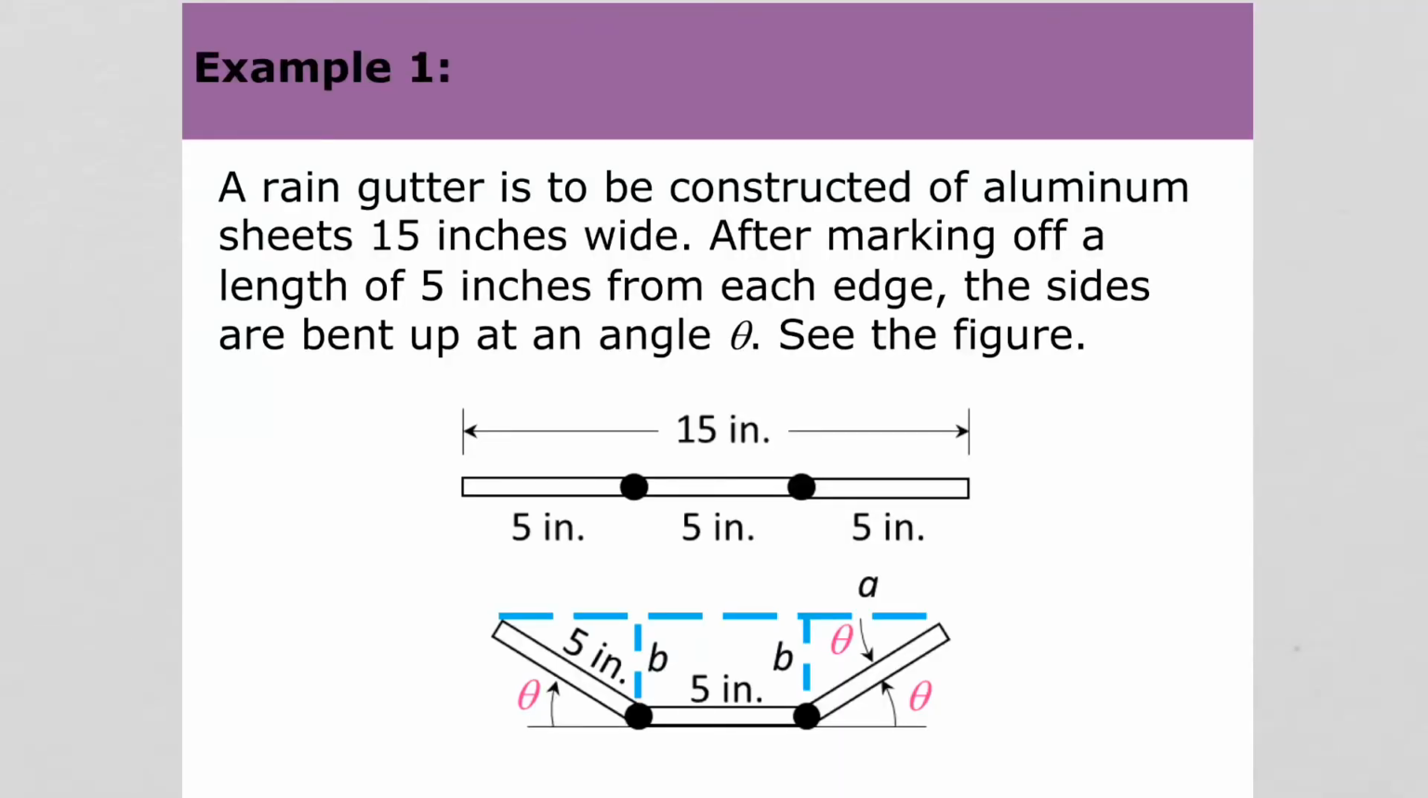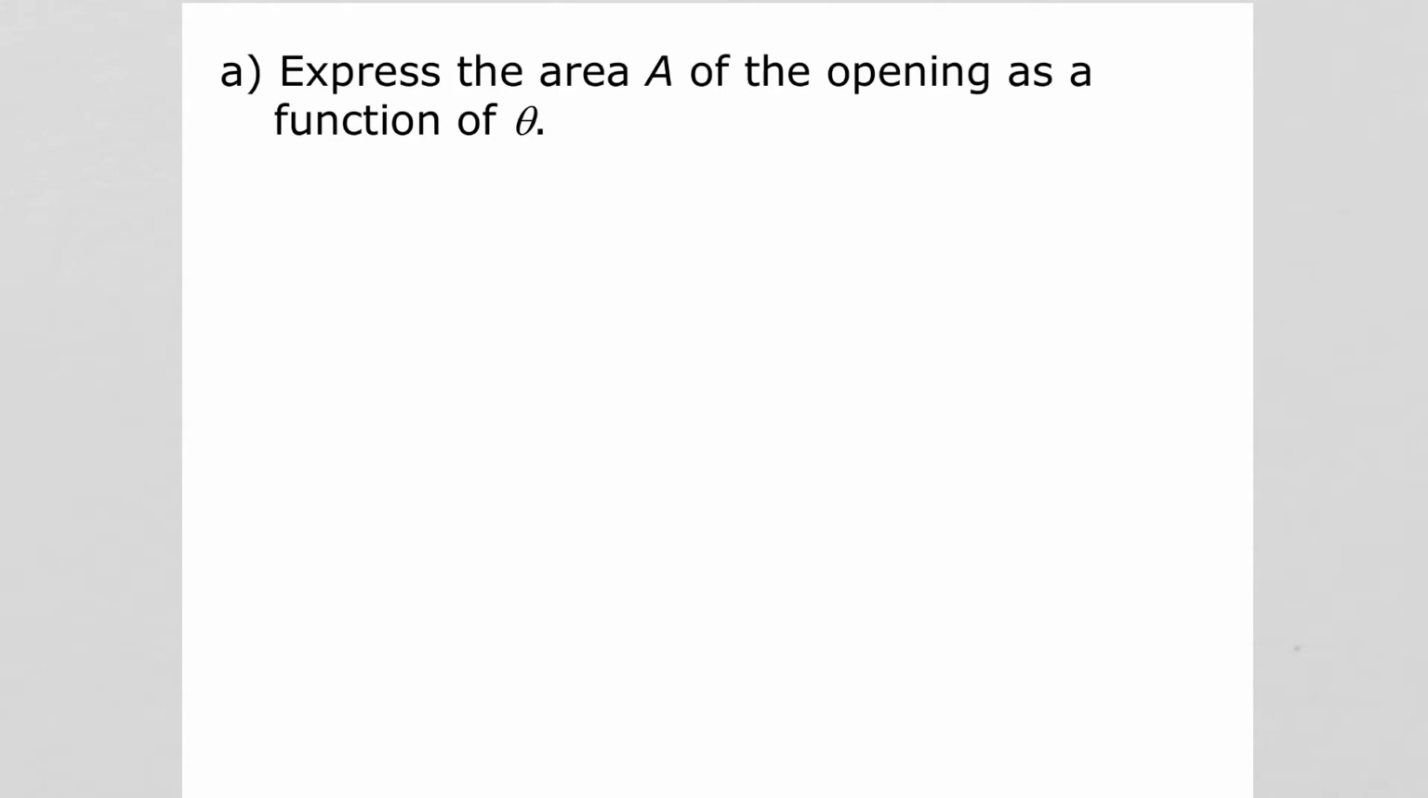So, example 1, here's our picture. We've got a rain gutter that is to be constructed of aluminum sheets 15 inches wide. So here's our original sheet of aluminum. After marking off lengths of 5 inches from each side, the sides are bent up at an angle theta. Seeing our figure here, we've taken our sides and bent them up to look like this. Express the area of the opening as a function of theta.